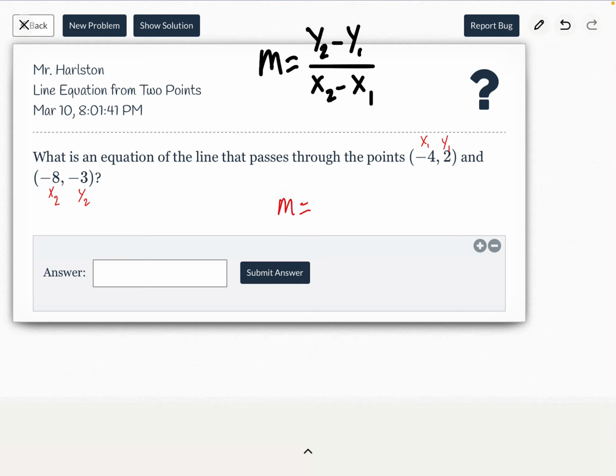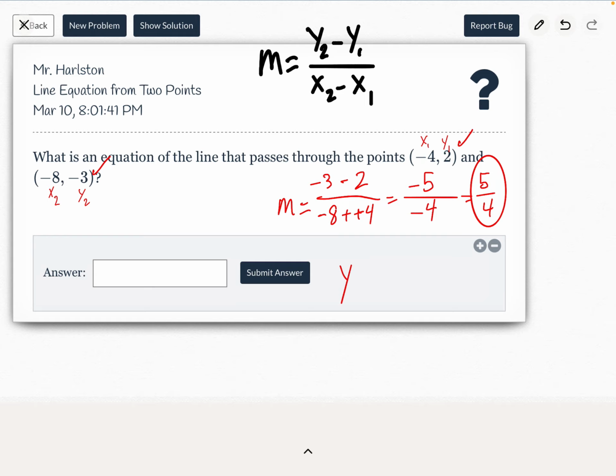So I'm going to do y2, which is -3, minus 2, over -8 minus -4. So -3 minus 2 is going to be -5, and this becomes a plus, so it's going to be -8 plus 4, which is going to be -4. So the slope is 5 over 4. Now that we have the slope, we could use either one of the points to come up with the line. I am going to use this one.